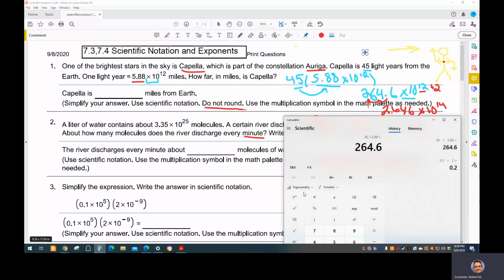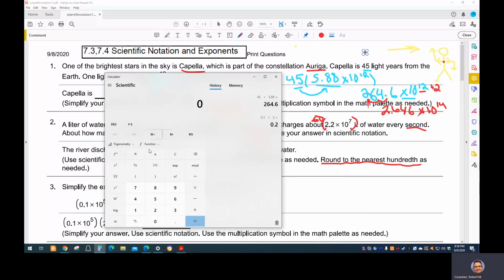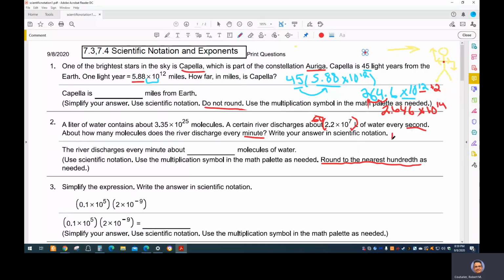So it's time to break that calculator out again. So we have to do 60 times 2.2. And we're going to get 132. So this really is 132 times 10. Remember, that's our base, times 10 to the 7th power.